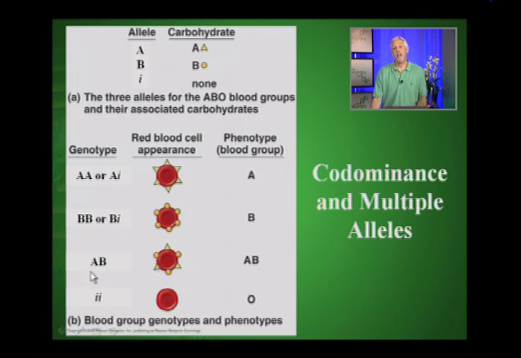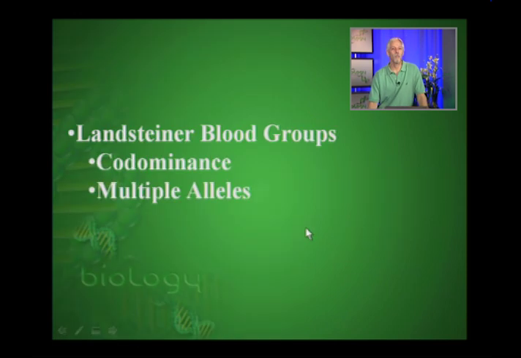What if you inherited an A allele and a B allele? They're both dominant, so both proteins would be made, and so your red blood cells would show both A and B proteins, meaning that you're type AB blood. And then last but not least, if you're homozygous for the I, if you're homozygous recessive, you're not producing either protein, and so that defines you as type O. So let's go ahead and look at a problem then showing codominance with these multiple alleles in the Landsteiner blood groupings. So again, Landsteiner blood groups show both codominance and multiple alleles at a particular locus for a particular gene.